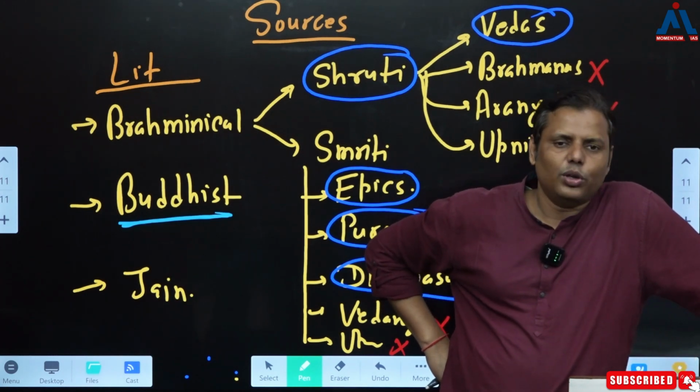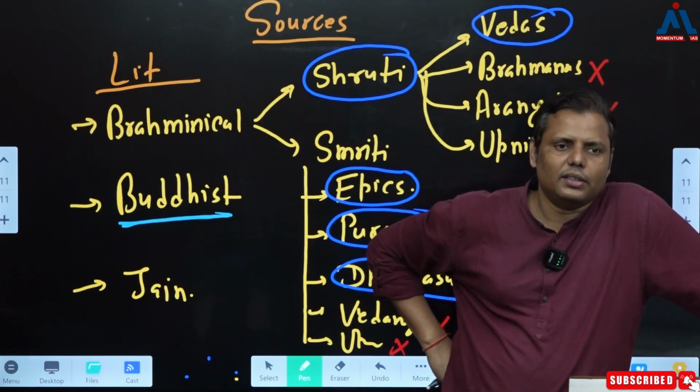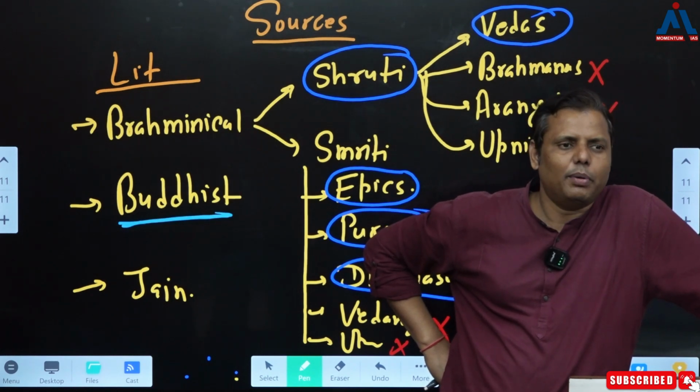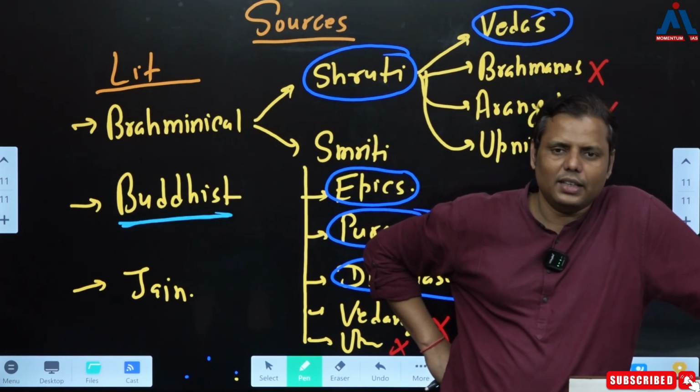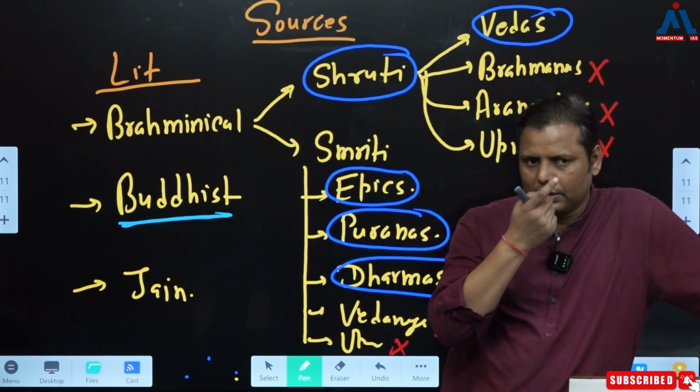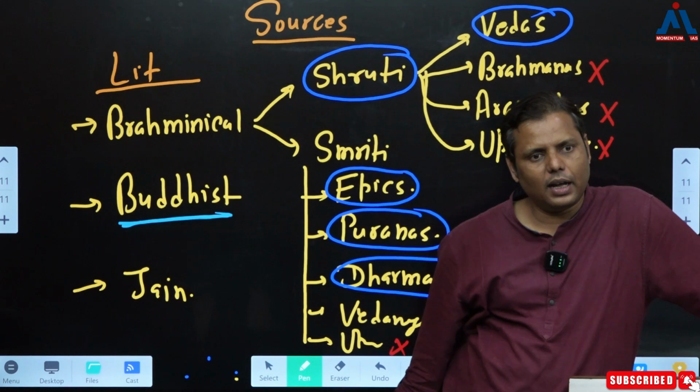Correct? So you know about the division of Buddhist literature. They are divided into two parts, that's called canonical and non-canonical. This is all pre-information, you just need to know a little. Canonical and non-canonical. Now canonical includes the three Pitakas: Sutta Pitaka, Vinaya Pitaka and Abhidhamma Pitaka.